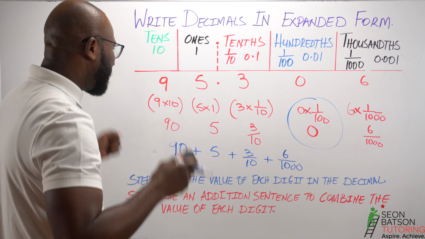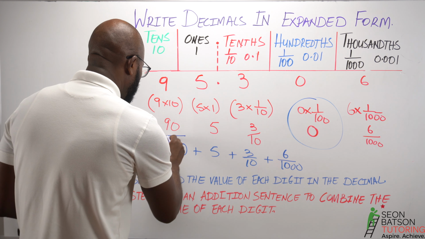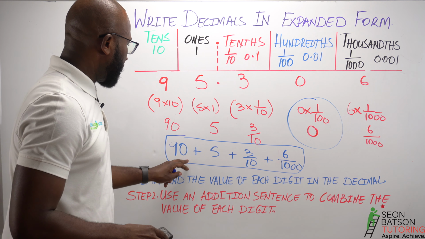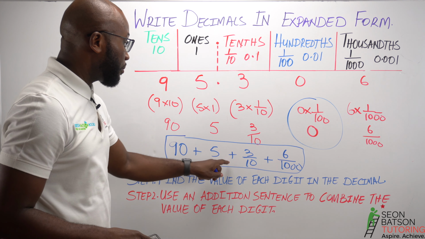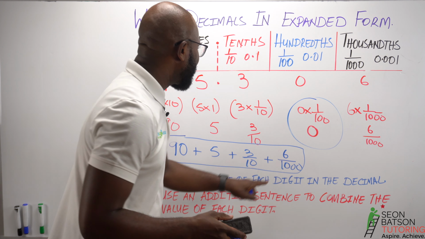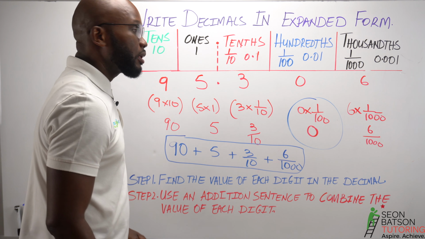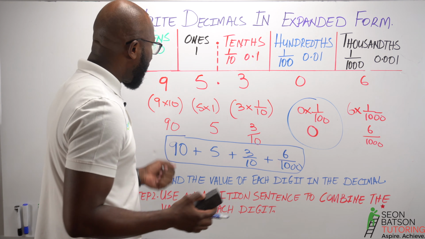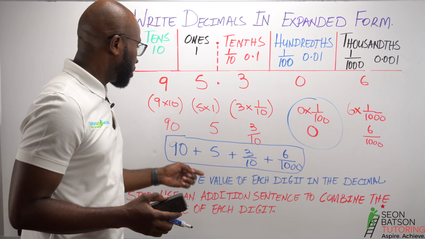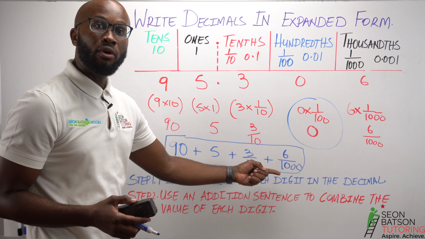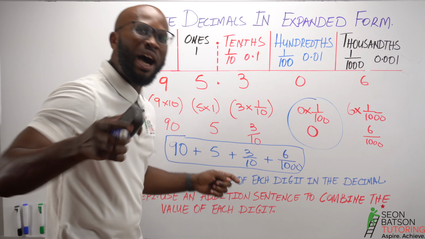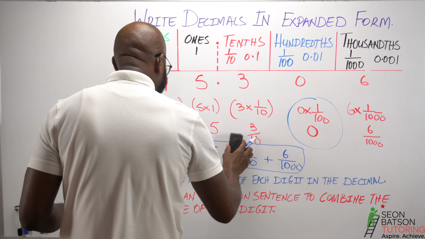All right, super. Now, so the expanded form of our decimal is 90 plus 5 plus 3/10 as a fraction plus 6,000ths as a fraction as well. So when you find or when you write the expanded form as a decimal, you can use fractions to write the expanded form, or like the previous example, you can use decimals as well. How are you feeling? All right.